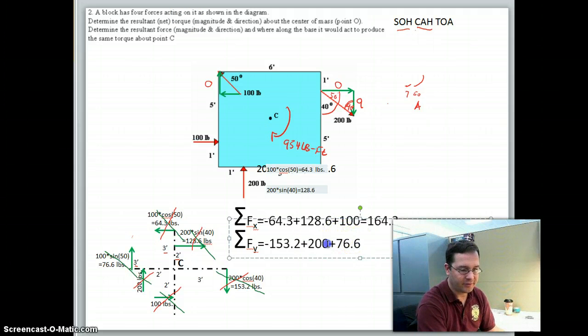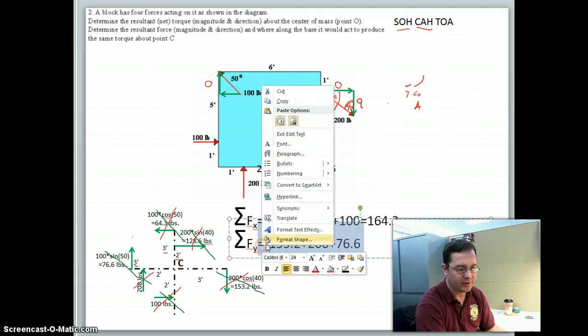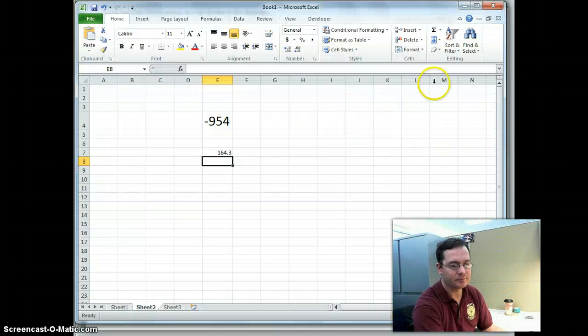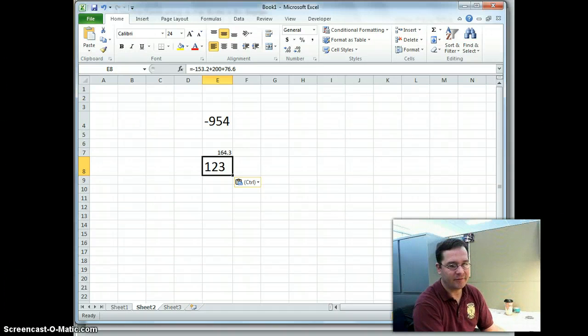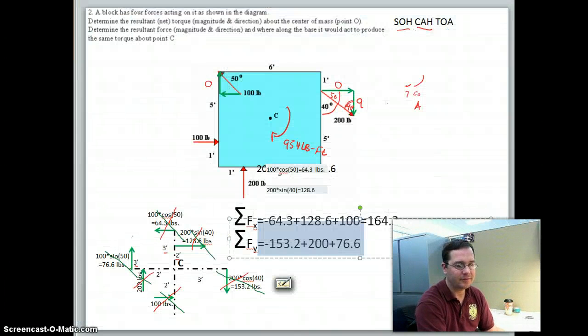Once again, the quickest way to deal with this is simply to paste this into Excel. And we get a net value of 123 pounds upwards.